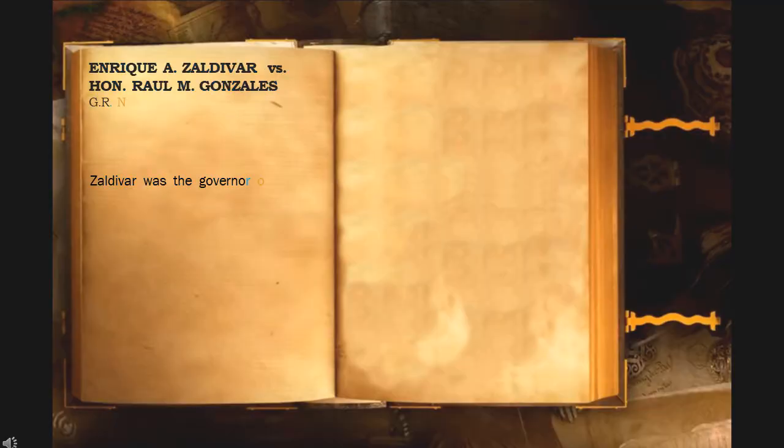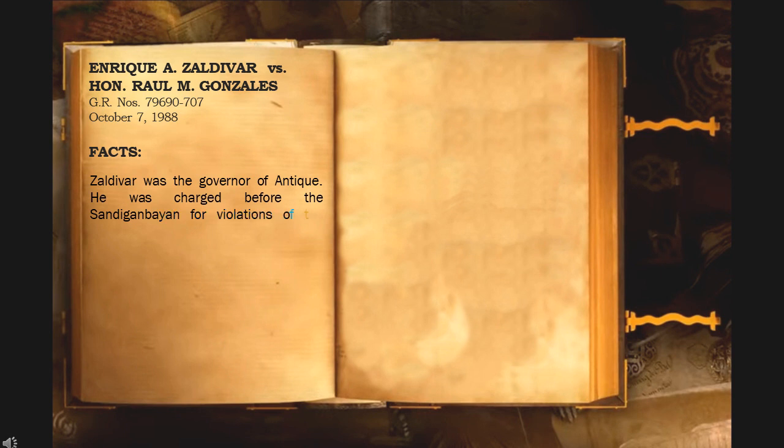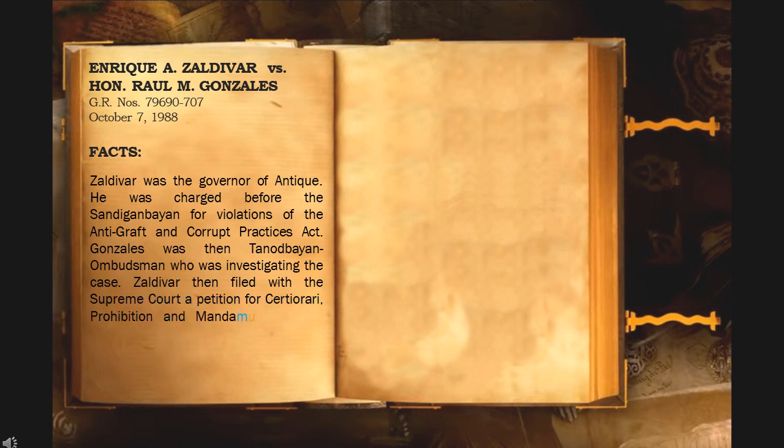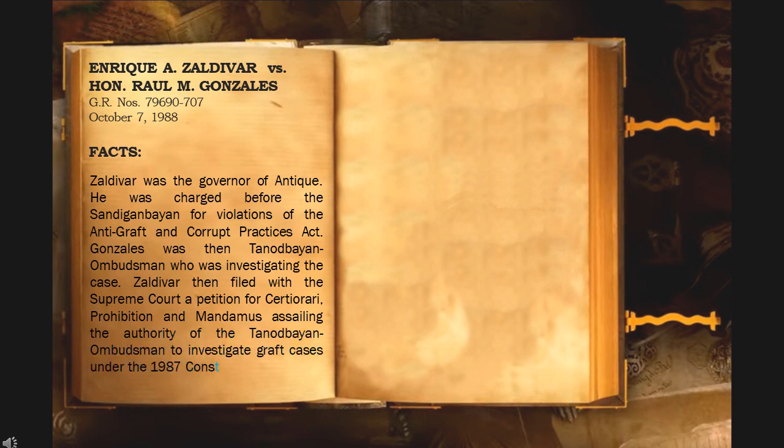Zaldivar vs. Gonzales. Zaldivar was the governor of Antique. He was charged before the Sandiganbayan for violations of the Anti-Graft and Corrupt Practices Act. Gonzales was then the Tanodbayan, an ombudsman who was investigating the case. Zaldivar then filed with the Supreme Court a petition for certiorari, prohibition and mandamus assailing the authority of the Tanodbayan Ombudsman to investigate graft cases under the 1987 Constitution.